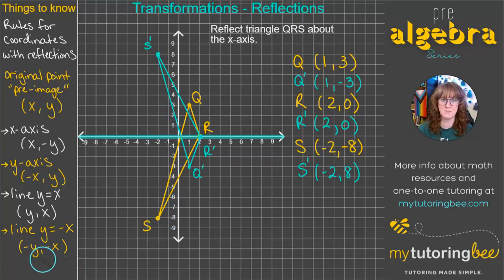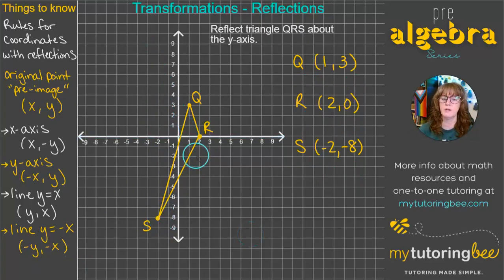Let's try another one. Here we have the same triangle that we used before, but now our directions say to reflect triangle QRS about the y-axis. The y-axis is this vertical axis. So we are going to be flipping from left to right and right to left. Anything on the right will be reflected over to the left. Anything on the left will be reflected over to the right.